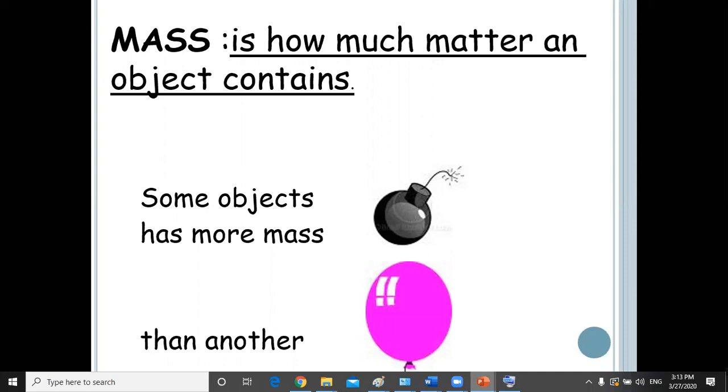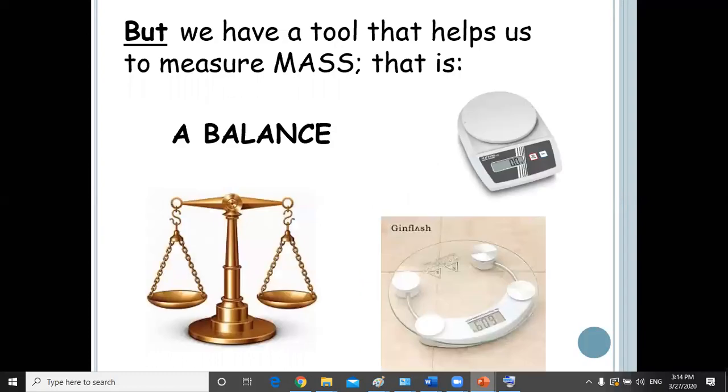So, how much matter an object contains, what can we call that? It's a mass. So some objects have more mass than others. Bomb has more mass than balloon. So mass means how much matter an object contains. Wonderful.